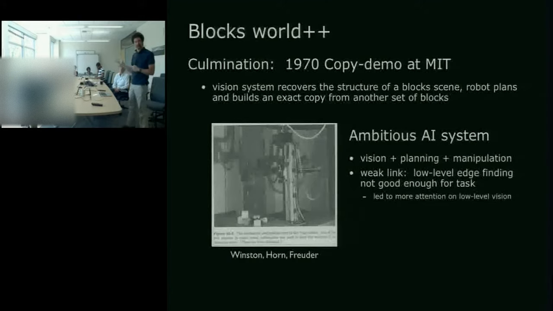And this is incredibly ambitious because it involves solving the computer vision problem, solving the planning problem, solving the AI problem in some sense, at least the manipulation problem. And it turned out that most of this was doable. The weakest link was actually low-level edge finding in images. So kind of a disappointing weak link. And this really inspired people to work on edge detection, which they did for many years after that. It inspired a dive into low-level computer vision, and all the Canny and similar results came out of this.